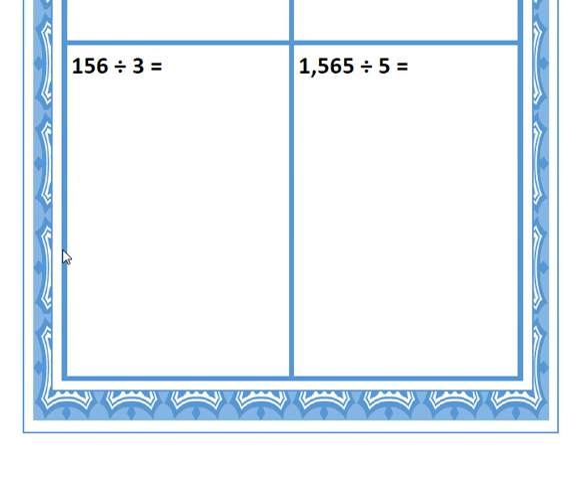So if we look here, we have 156 divided by 3. Our dividend, or total, is going to be 156. Our divisor, the smaller one, is going to be 3. And we're finding our quotient. What is our quotient going to be? All right, so what are we going to do next?